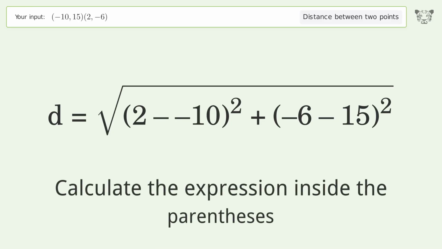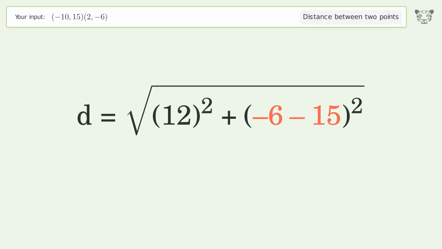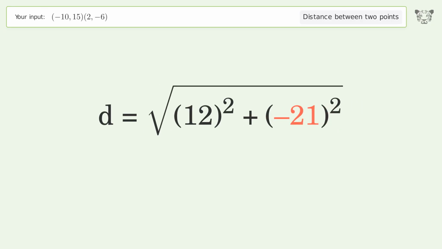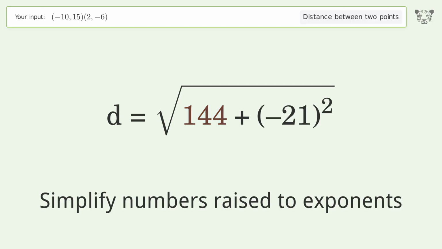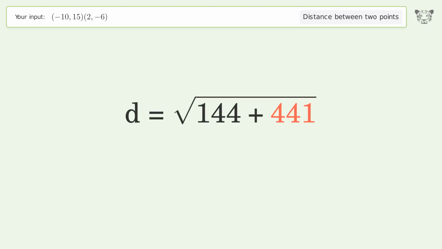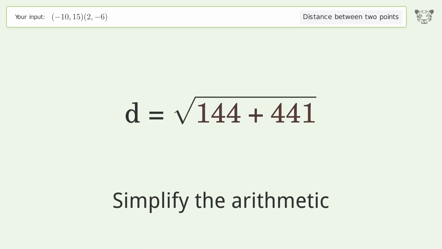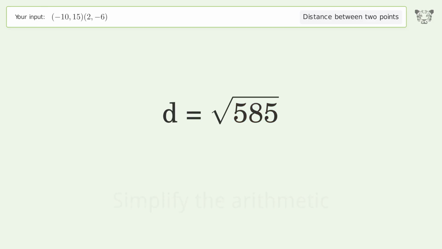Calculate the expression inside the parentheses. Simplify numbers raised to exponents. Simplify the arithmetic. And so the distance between the 2 points is the square root of 585, or 24.187.